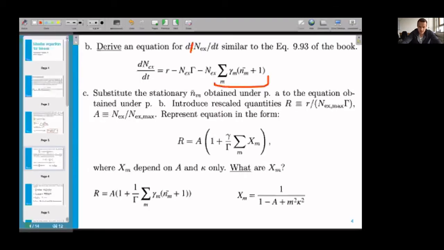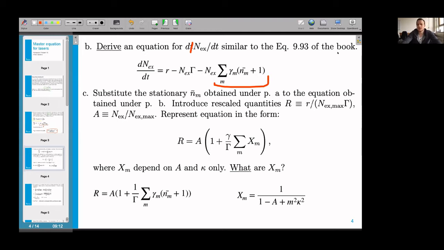Let me see. I cannot see if there are any questions in the chat. I don't think so. Okay, no questions. Then we can move to question C.